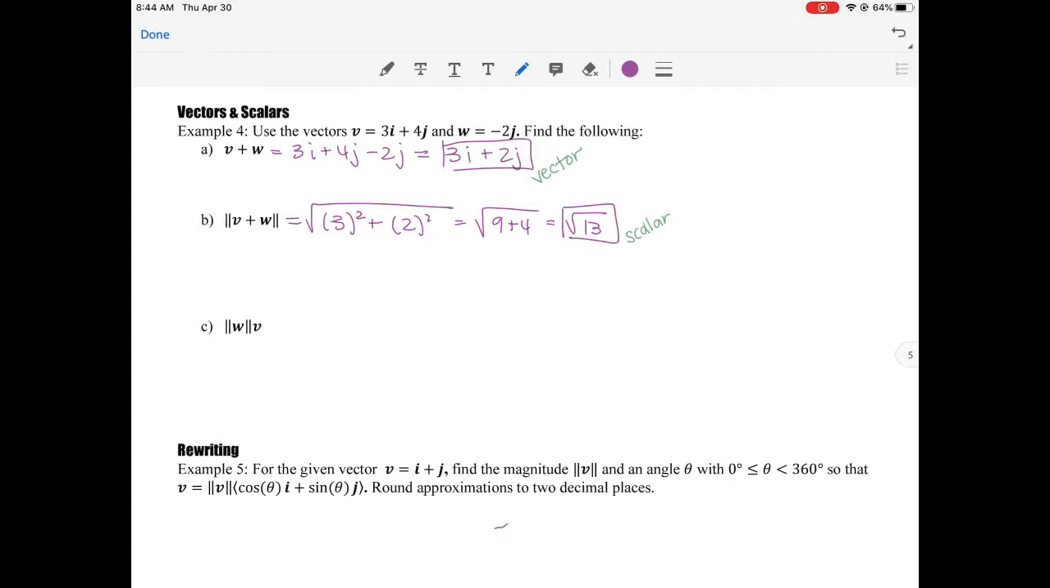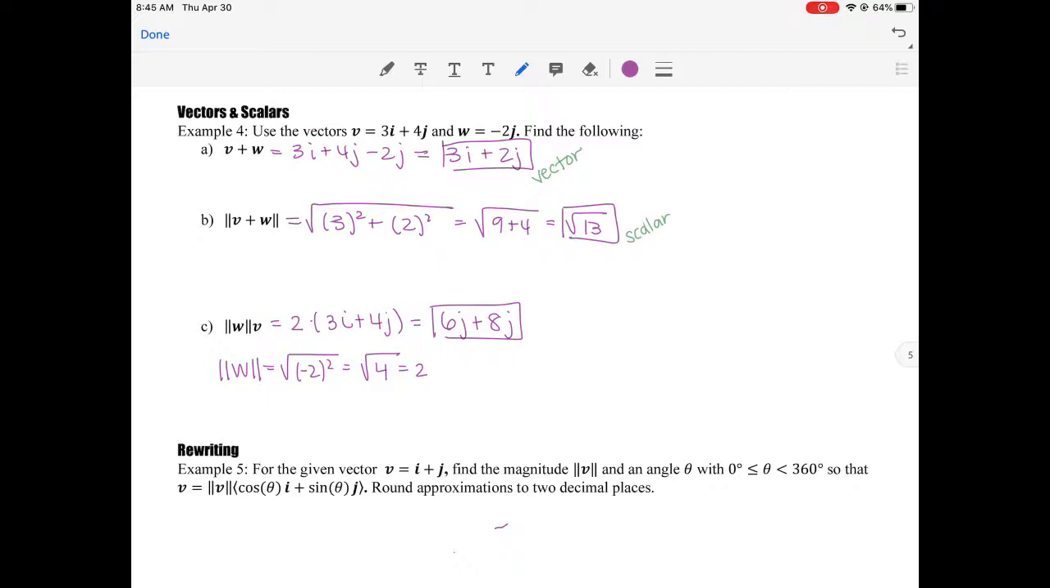This last one's kind of an interesting combination. Here we want to find the magnitude of vector w. So the magnitude of vector w, in this case, w is just -2 squared, so the square root of 4 is simply 2. So we're going to then do 2 times vector v, which in this case is 3i plus 4j. So we will end up with 6i plus 8j.